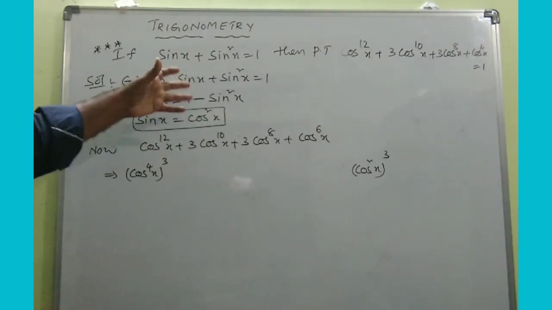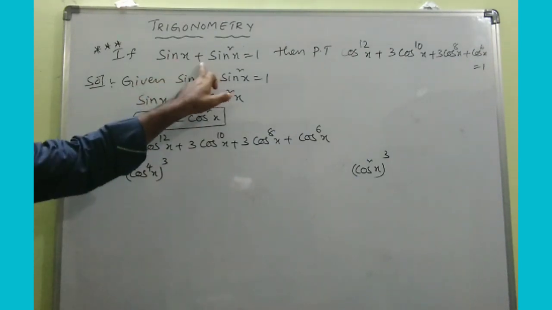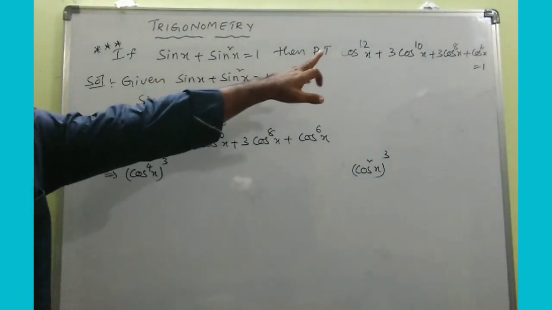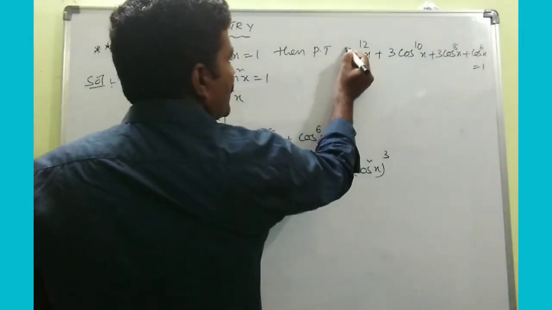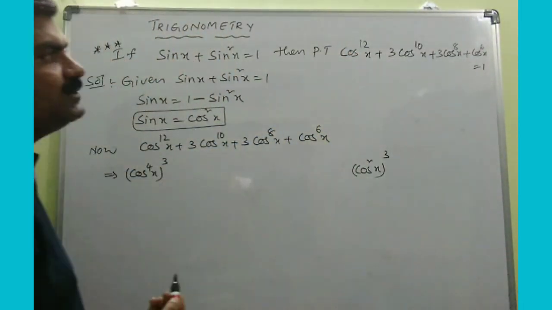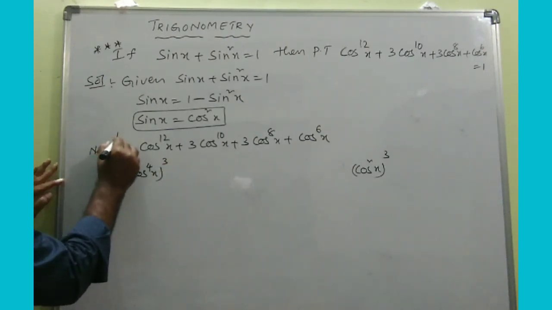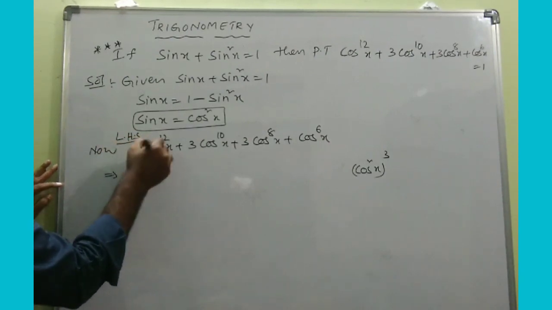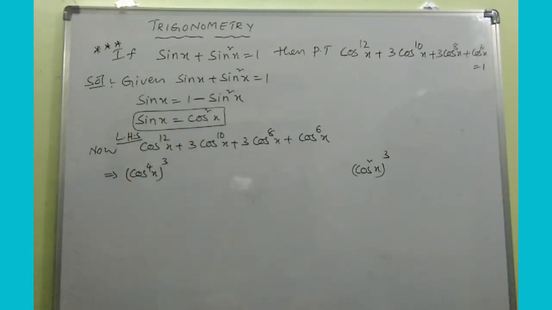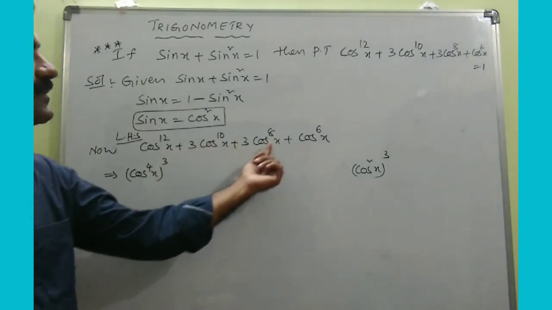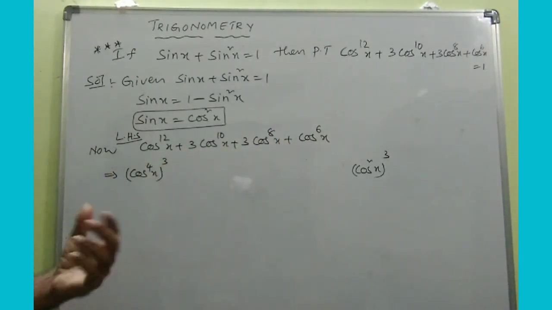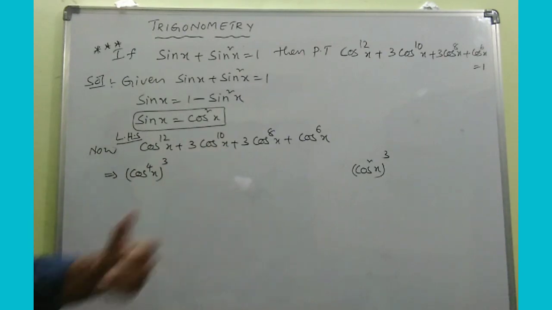So coming to one more problem, same condition. This time we need to prove that cos power 12x plus 3 into cos power 10x plus 3 into cos power 8x plus cos power 6x is equal to 1. So let me consider LHS, and the previous method is not applicable here. I mean, see, there are 4 terms. It's not something whole square, isn't it? I mean a plus b whole square or a minus b whole square.